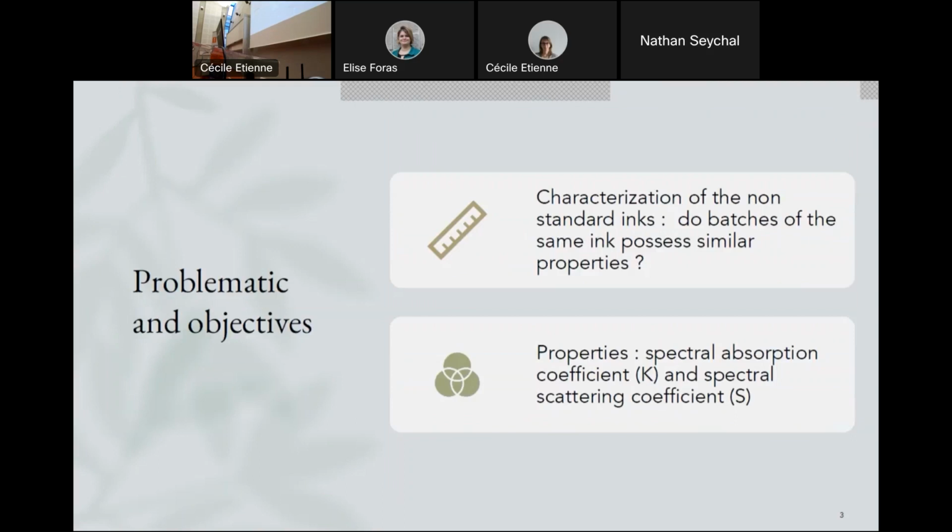And how can we measure if batches of supposedly the same ink possess similar properties in order to get an idea of their reproducibility? For that, our objective is to obtain the spectral absorption coefficient K and spectral scattering coefficient S, which basically quantify how much a medium absorbs and diffuses light.